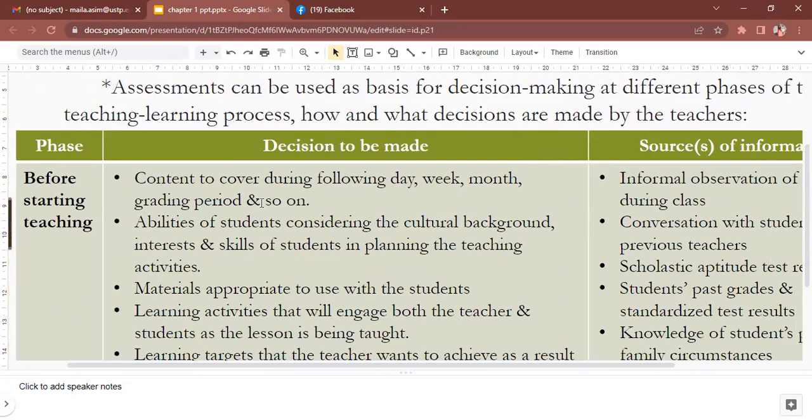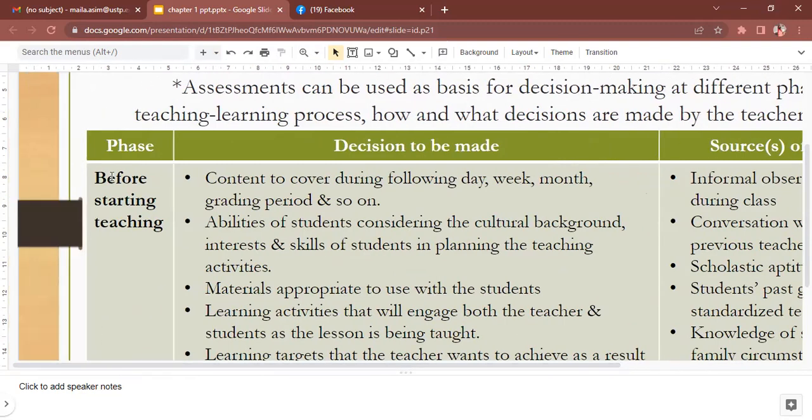So, as you can see on the screen, assessment can be used as a basis for decision making. So we're now talking about assessment in decision making. So saan natin gamiton ang assessment sa decision making inside our classroom? So first, we have the phases. Actually, parang 3 phases yata ni siya.